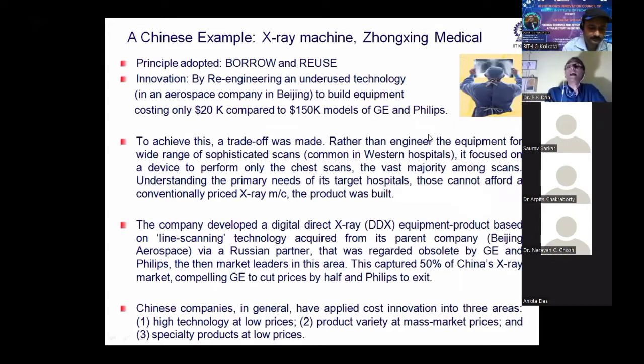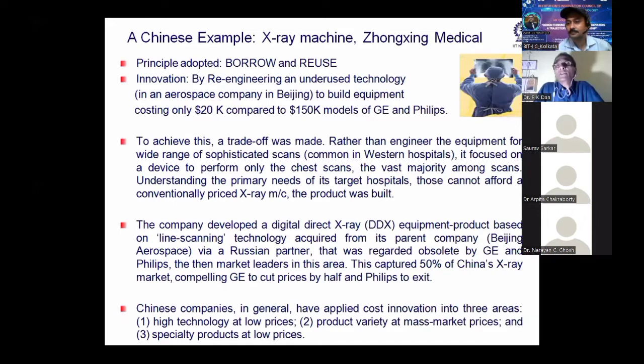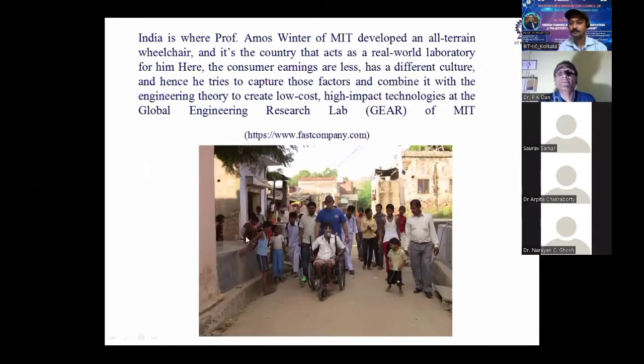This is the example of a Chinese X-ray machine, which costs only a very small fraction, and because of that they have actually wiped certain companies away from the market, for example Philips. Here you see this MIT professor standing behind, at the D-Lab, Global Engineering Research Lab at MIT, where they are developing wheelchairs for our people. So here, actually, I'll tell you, is a great scope of entrepreneurship, innovation, and creating commercialized products.